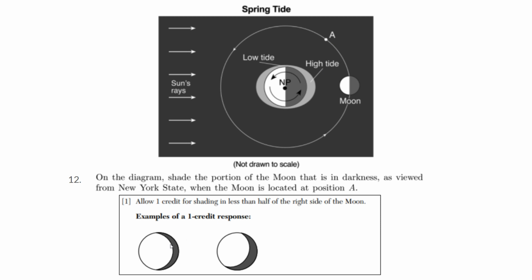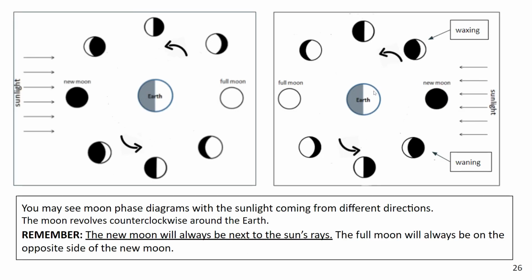So some examples of correct responses look like this. You should shade less than half of the right side of the moon. And this depends on where the position of your sun is. Sometimes you'll be given a diagram with the sun on this side, and sometimes a diagram with the sun on this side, kind of like your Regents Review Packet, page 26, where your sunlight can be coming from either side. And depending on where your sunlight is coming from, your new moon will always be right next to the sun, all dark. And then your full moon will always be on the other side of the earth, opposite from the sun. So full moon is here, depending on where the sun is.